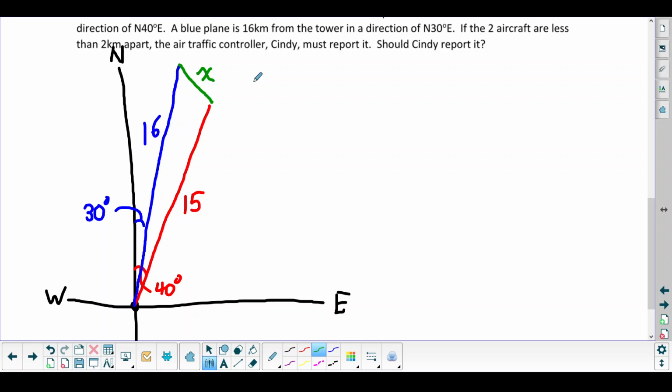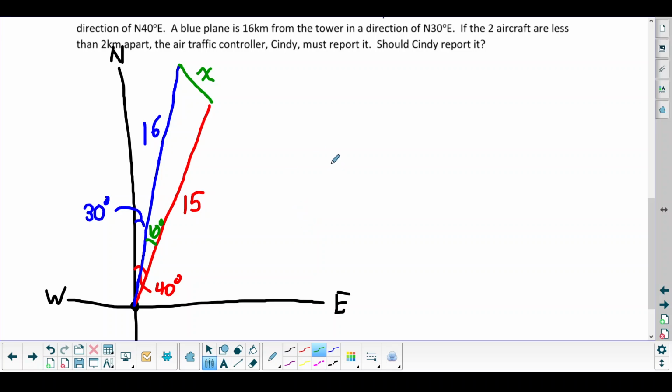Okay, so we definitely have a triangle here. The red, the blue line, and the green line form a triangle. And we have two side lengths. And we have some information about the angles, but we don't actually have an interior angle of our triangle yet. So we're going to need to find that. So if this blue line's 30 degrees from north and the red line's 40 degrees from north, then this angle between them must be 10 degrees. Okay. And now we have a triangle with enough information that I think we can try to find something.